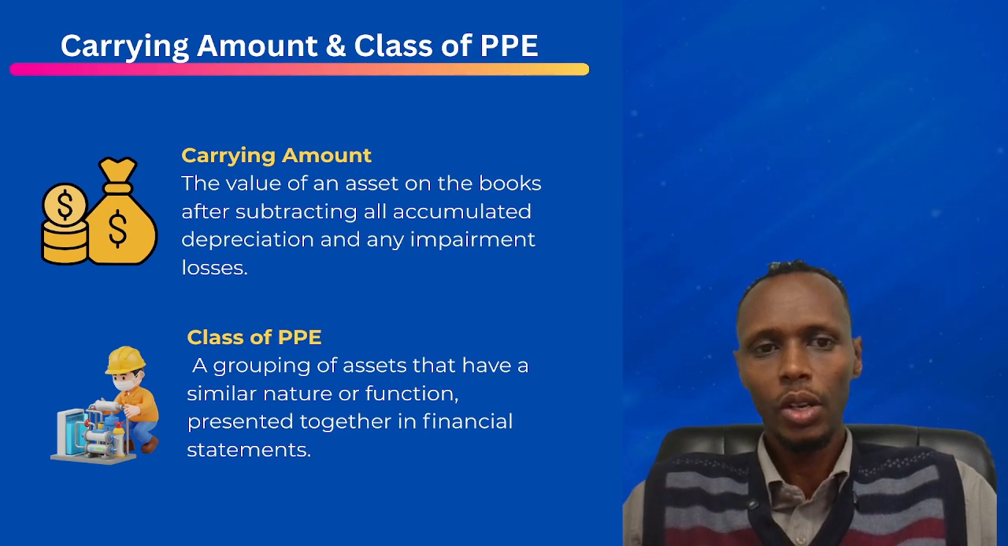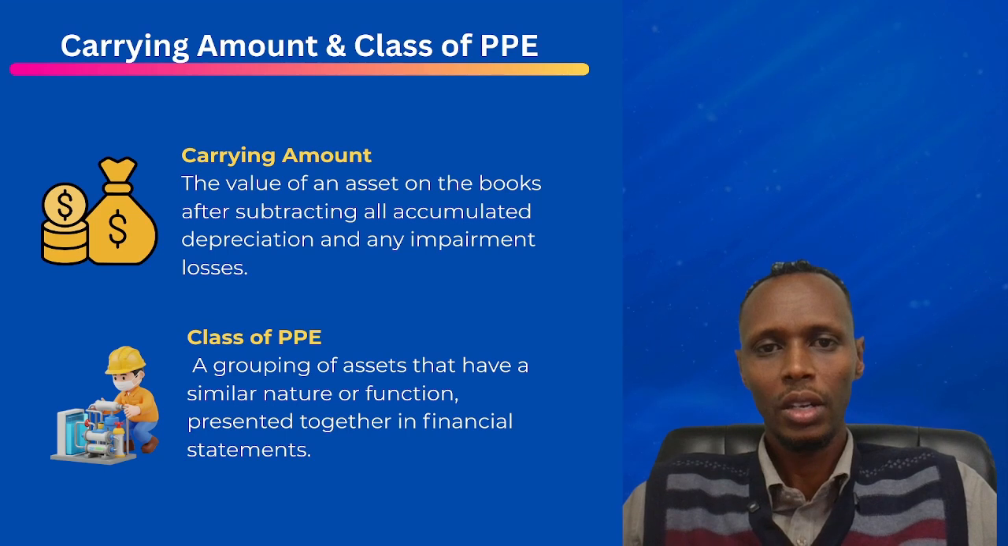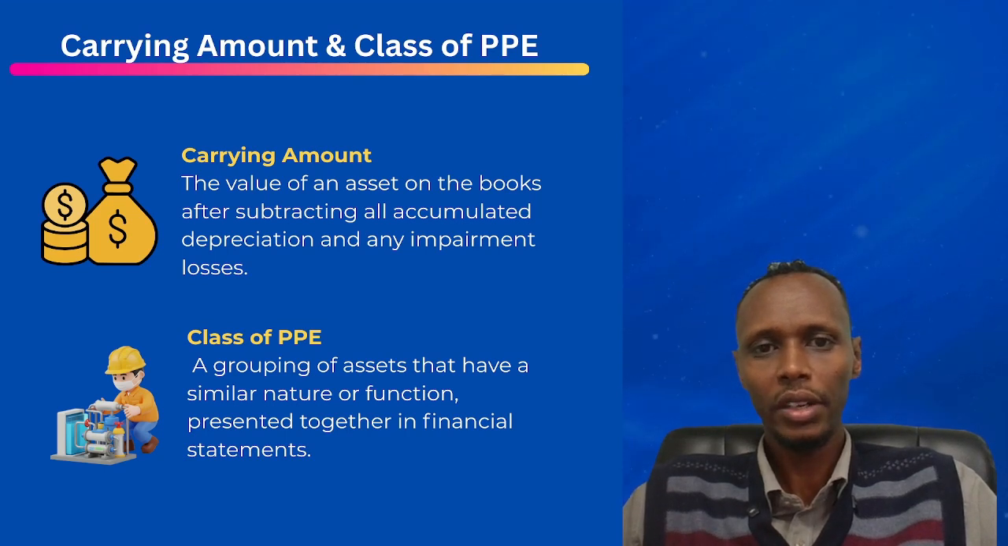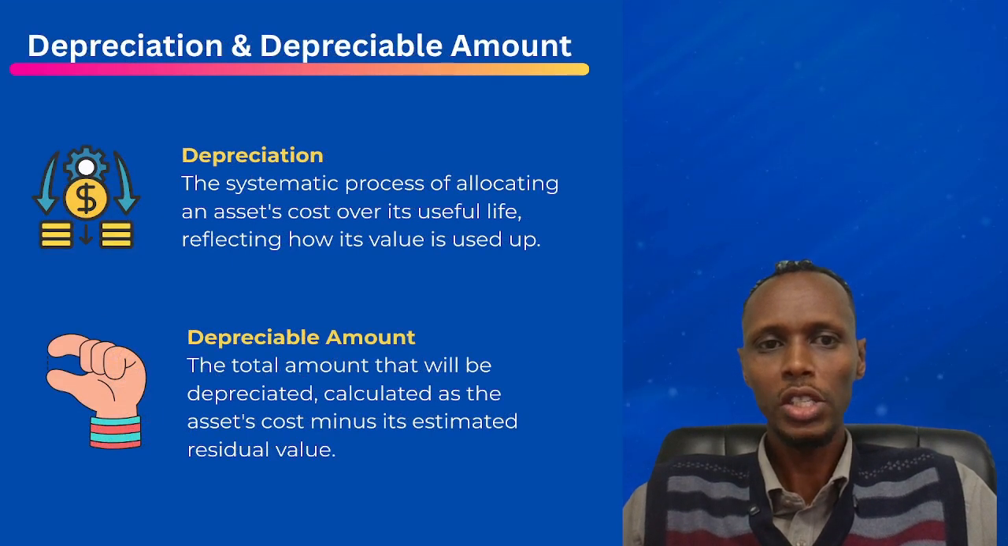Next, we look at class of PPE. This is a group of similar assets brought together when reporting. For example, a class of motor vehicles, a class of office buildings, a class of ICT equipment. They are organized in a way that is easy to understand. Remember the concept of aggregation and disaggregation.